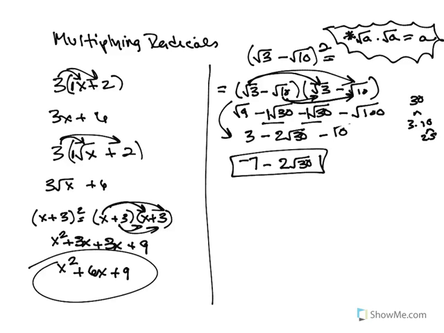And that's it, okay? So if you know your shortcut from when we multiplied originally, square root of 3 times square root of 3 would have just been 3, minus square root of 30, minus square root of 30, minus 10. So then we would have just had 3 minus 10, which is negative 7, and then minus the 2 square root of 30. So you can actually just multiply it and then simplify, or if you understand your rule, you can just apply your rule when you're multiplying radicals. Okay?